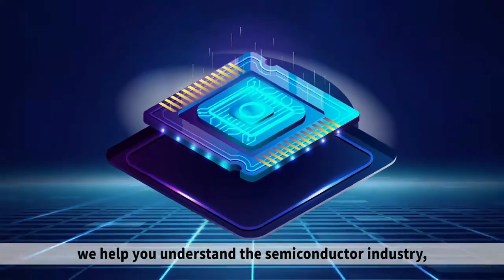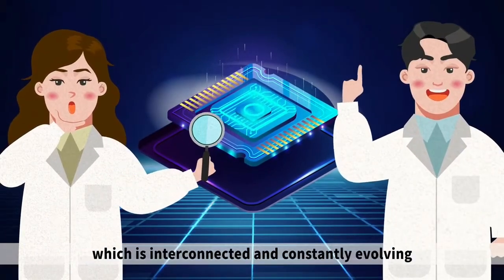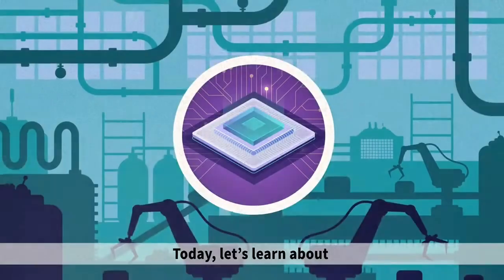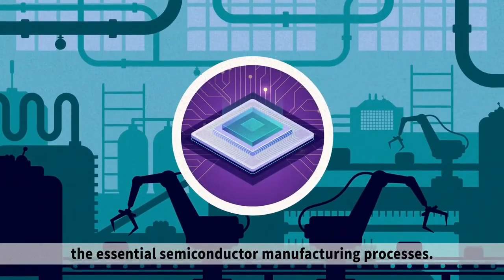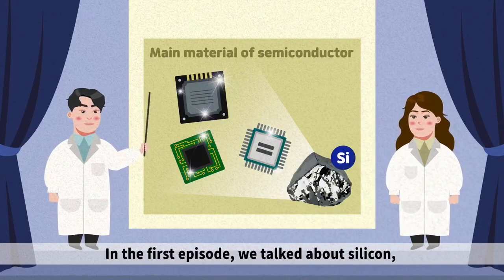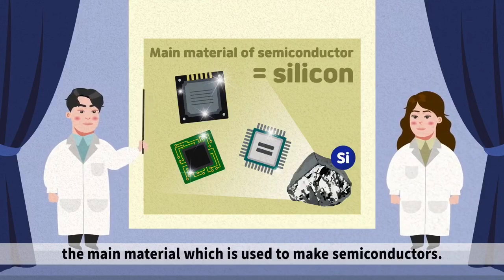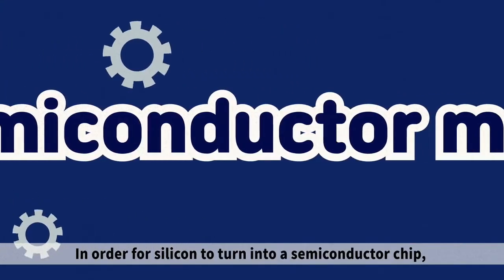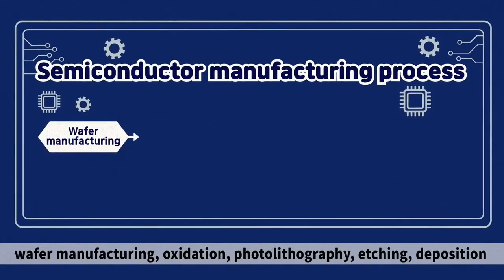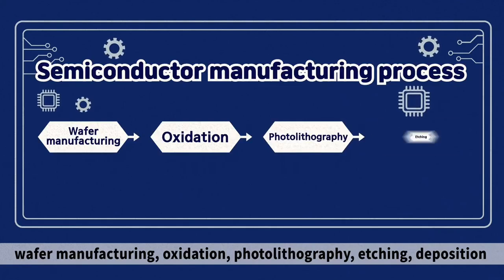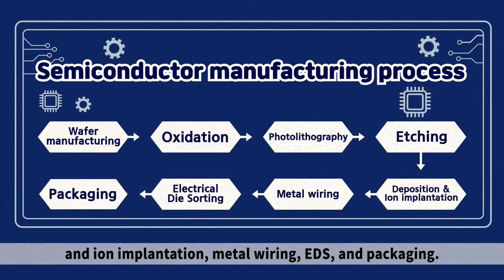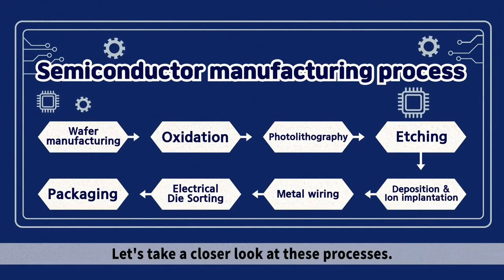In this video, we help you understand the semiconductor industry, which is interconnected and constantly evolving in the enormous semiconductor ecosystem. Today, let's learn about the essential semiconductor manufacturing processes. In the first episode, we talked about silicon, the main material which is used to make semiconductors. In order for silicon to turn into a semiconductor chip, it needs to go through the essential processes of wafer manufacturing, oxidation, photolithography, etching, deposition and ion implantation, metal wiring, EDS, and packaging. Let's take a closer look at these processes.